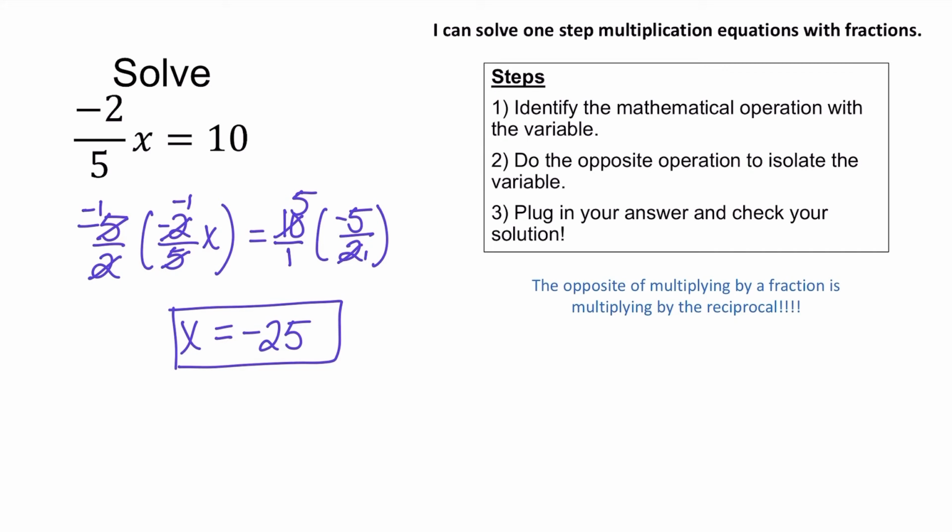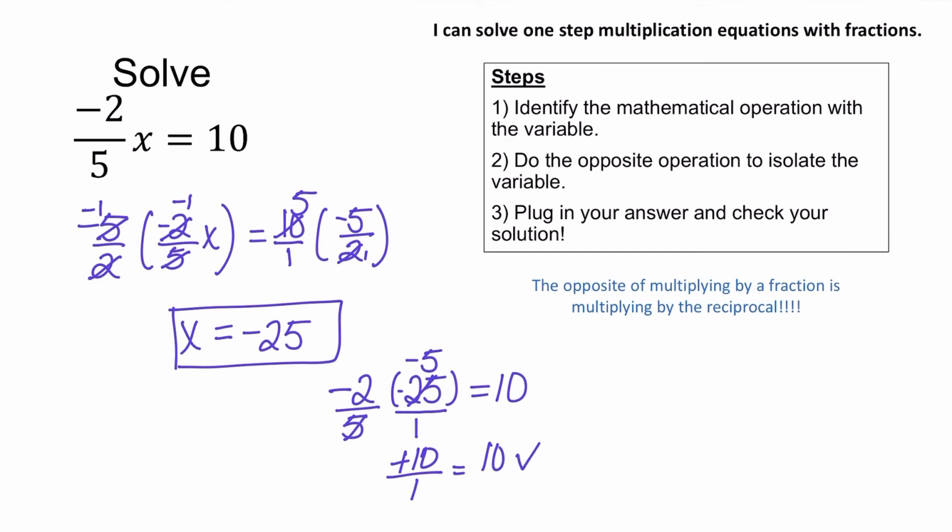So now let's plug this back into our original problem. -2 over 5 times -25. Does that equal 10? Well, that -25, let's put that over 1. 5 goes into 25 5 times, leaving that negative. And then we have -2 times -5, which does equal +10. So +10 equals 10, so our solution is correct.